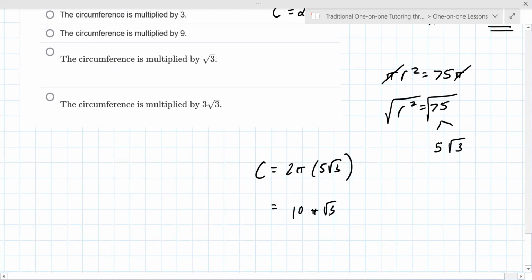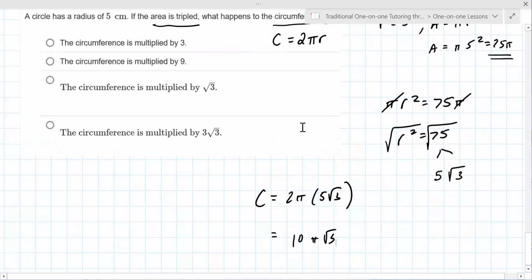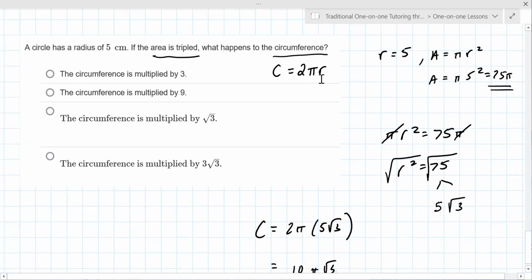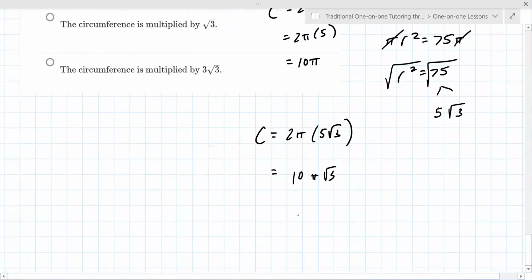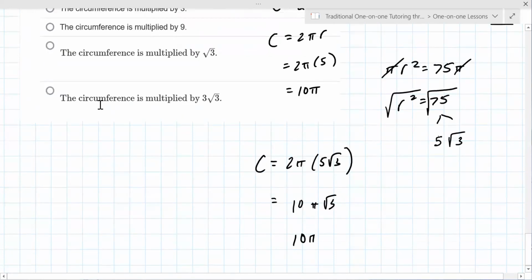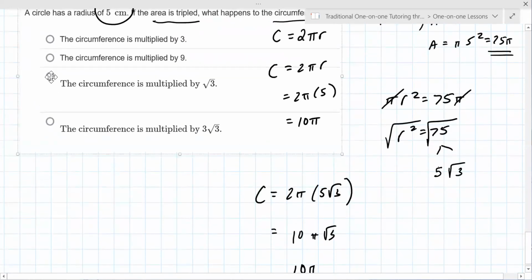Do you agree with that? Yes. Now, our original problem, the circumference is 2 pi r. What was our original radius? 5. So 2 pi times 5, that's 10 pi. So how does 10 pi compare to the 10 pi square root of 3? What's different about them? It doesn't have the square root of 3. Perfect. So you can see how that's the right answer there. Good. You worked through that perfectly.